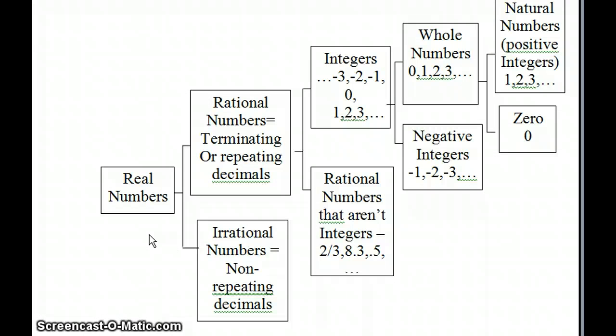The real numbers are all of the numbers that we know about. The rational numbers are those that either terminate or repeat, which we'll look at on the next page. Irrational numbers are non-repeating decimals. The most famous one is pi.